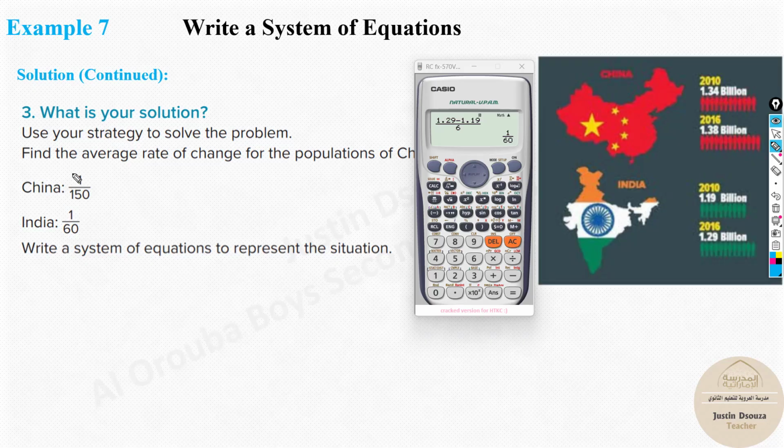So once you find the slope, that is the average rate of change, the equation is very easy. It'll be y is equal to mx plus b. Here y is equal to 1 by 150 x plus 1.38. Now same thing over here, y is equal to 1 by 60 x plus 1.29. Those are the answers, and then we got the two equations.